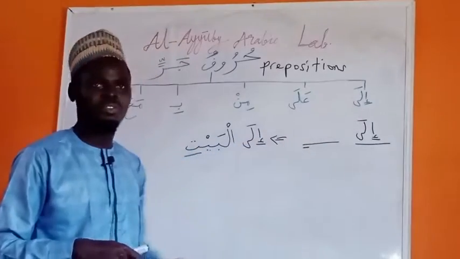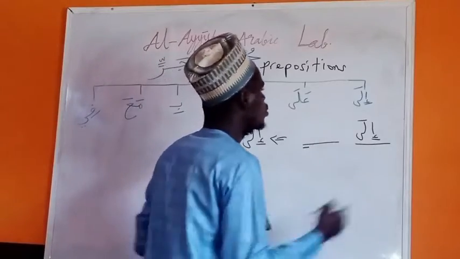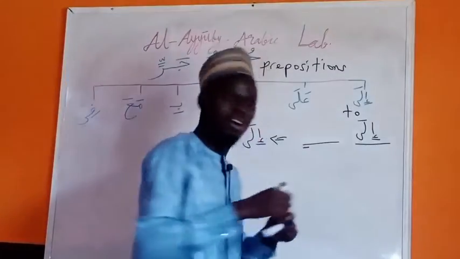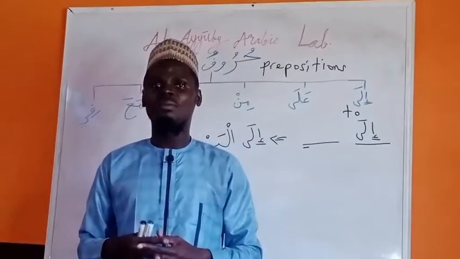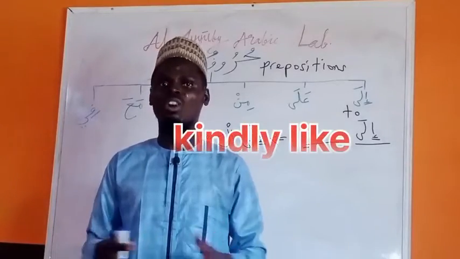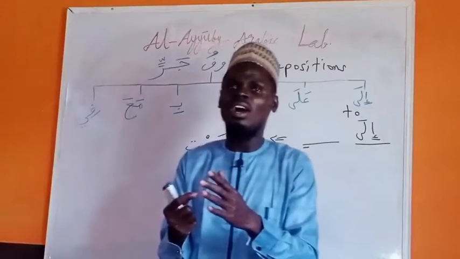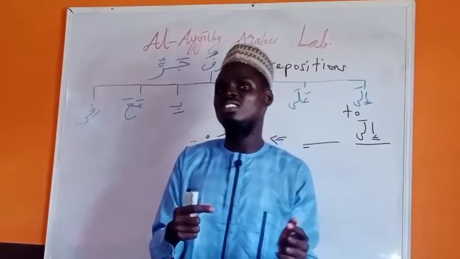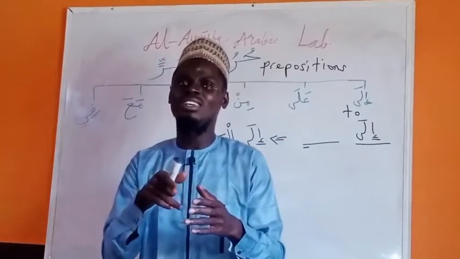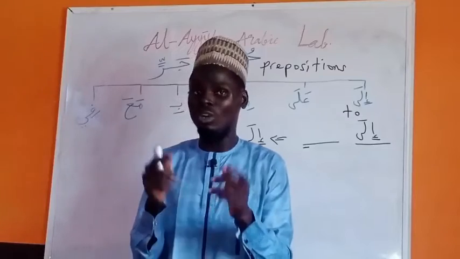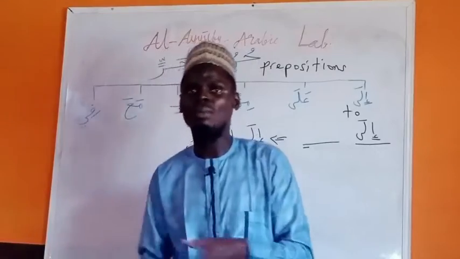Now, we are taking ila first. When we say ila, it means to. For example, you say, Masha Ibrahim. Ibrahim walked. You now want to show the relationship between the walking of Ibrahim and al-bayt, which is house. You need a preposition, a Hurūful Jarri. The one you are to select will be determined by the relationship between the walking of Ibrahim and the house.